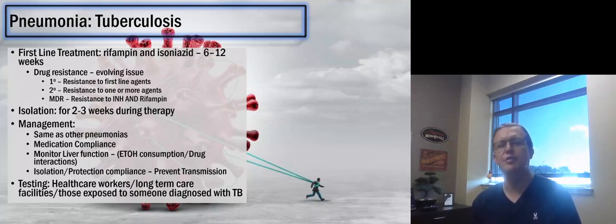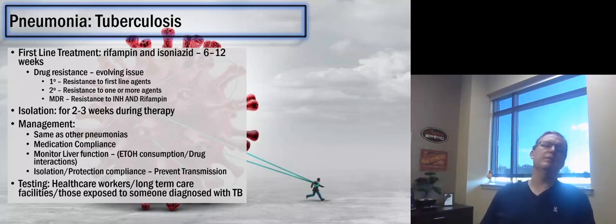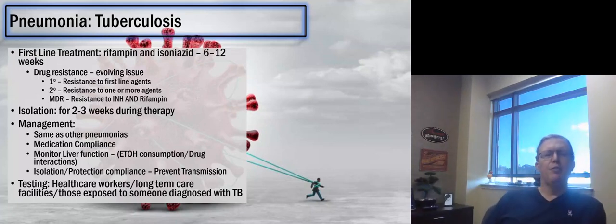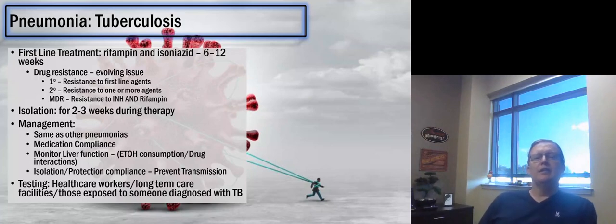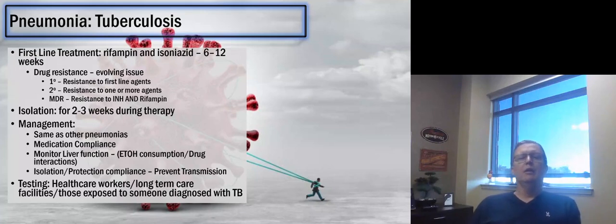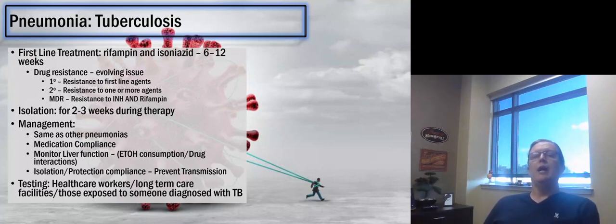So if a patient were to develop resistance to TB that's refractory to rifampin, that would be an example of first-line resistance. But if it were to develop resistance to both rifampin and isoniazid, then that would be considered secondary drug resistance. And then once you develop resistance to both of those drugs in treatment, then we're in a multi-drug resistant, MDR, you see that abbreviation, multi-drug resistant organism. So we're going to isolate these patients for 2 to 3 weeks during therapy, and then continue the therapy for another 3 to 9 weeks after that.